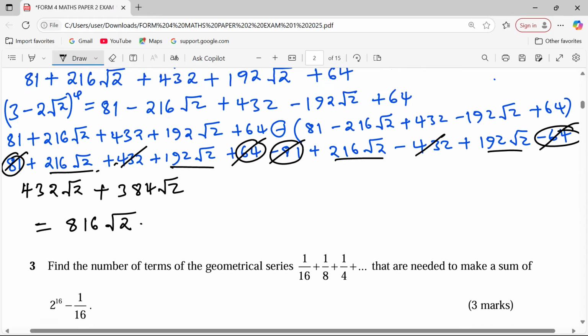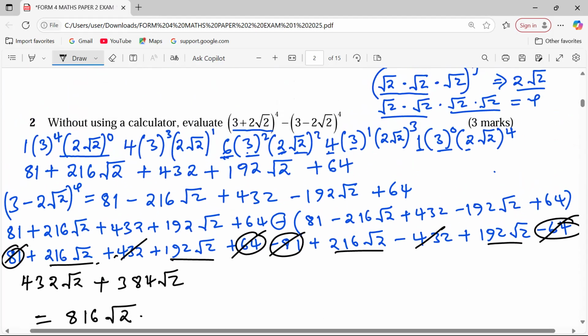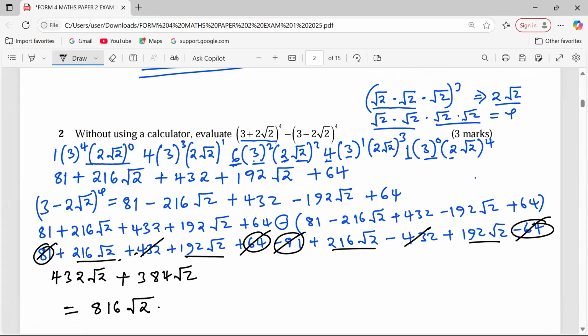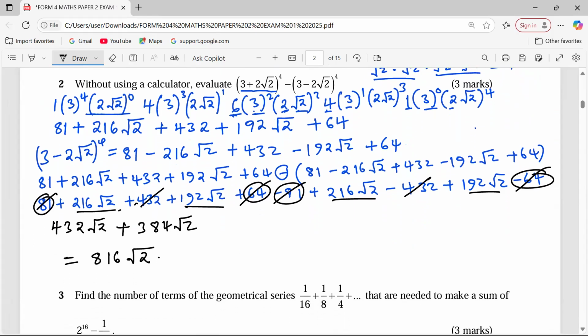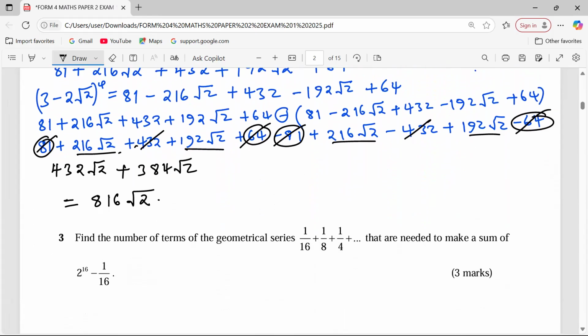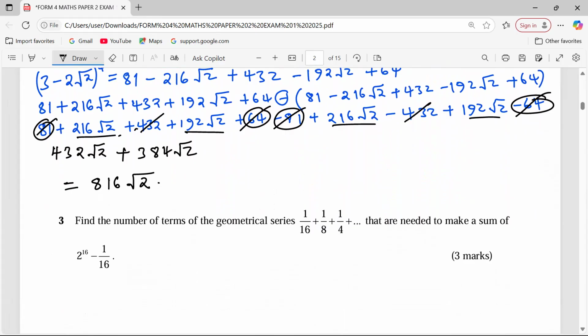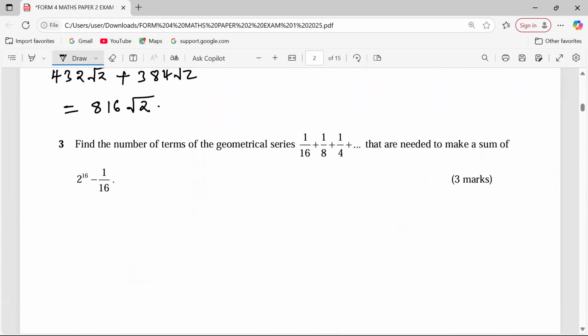The root of 2. So that is the final answer. Remember, we've not used a calculator anywhere. We have not used the mathematical table. So that is how we are supposed to work it out.